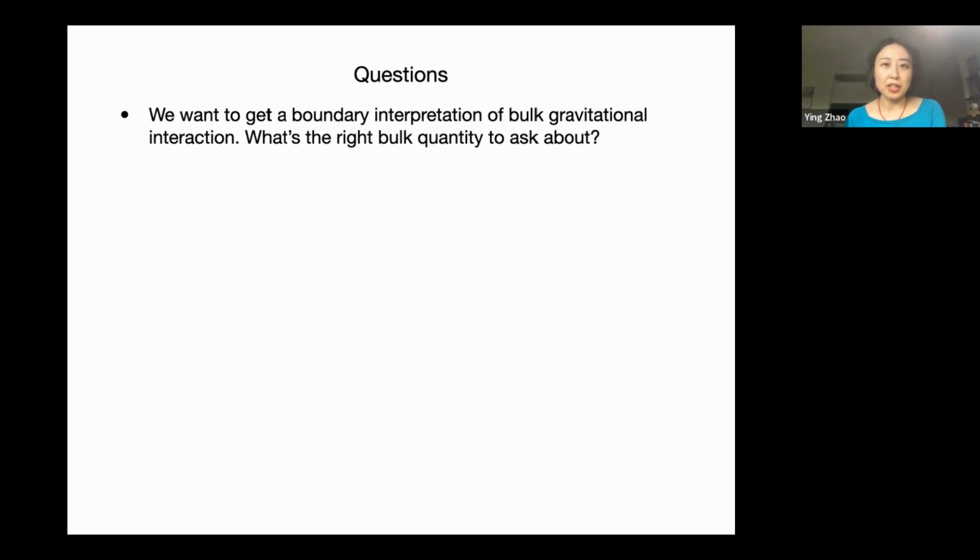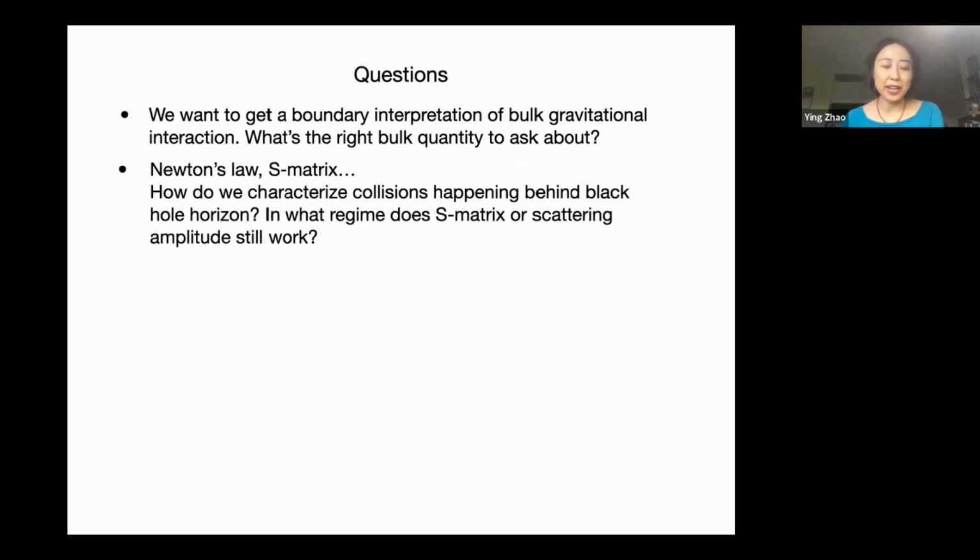So there are some questions here. Basically we want to get a boundary interpretation of a bulk gravitational interaction. But one issue here is what's the right bulk quantity to ask about? When you talk about bulk gravitational interactions, obviously we are all very familiar with Newton's law, but Newton's law won't work here. We are talking about high energy collision.